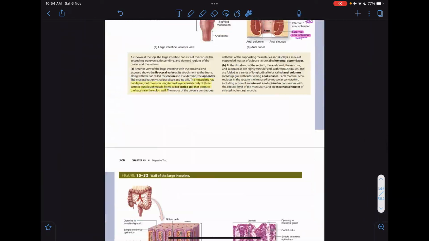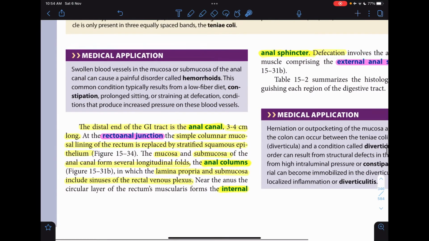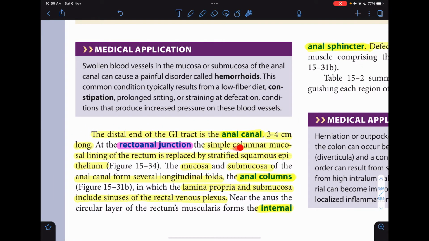Okay, so the distal end of the GI tract is the anal canal. The anal canal is about 3 to 4 centimeters long. At the rectoanal junction في عنا simple columnar mucosal lining of the rectum. بيصير في an abrupt replacement بيصير على طول stratified squamous epithelium. تتذكروا كيف إنه بالesophageal junction في عنا من stratified squamous epithelium لsimple columnar epithelium. هون برجع stratified squamous epithelium ففي عنا an abrupt change.